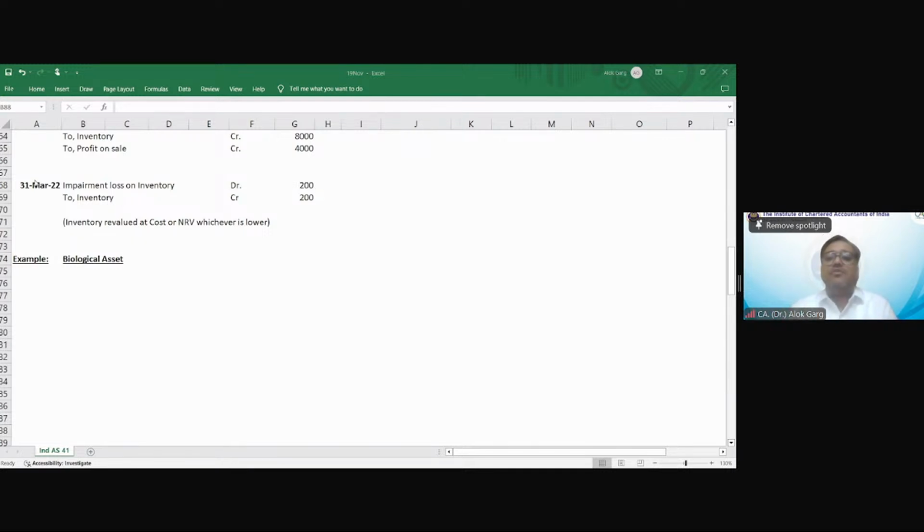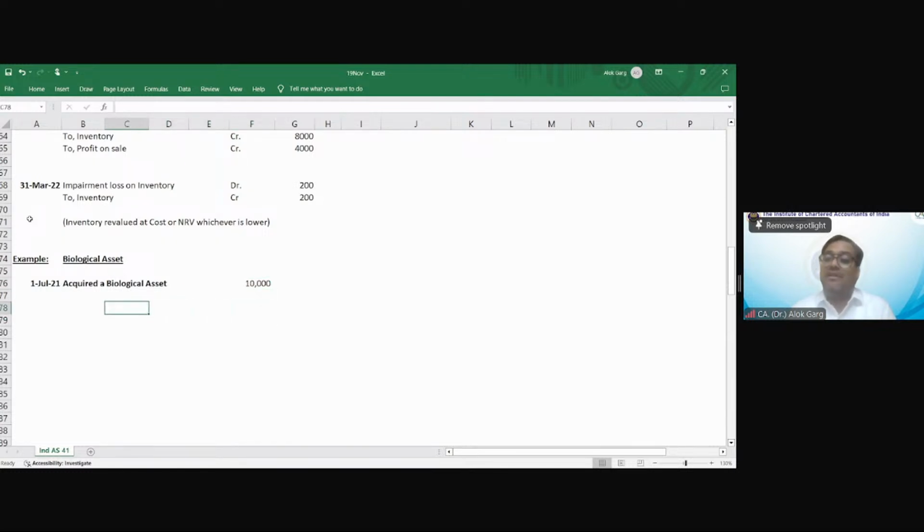For example, on 1st July 2021, the company has acquired a cow, which is a biological asset, right? And the company has purchased the cow at rupees 10,000. So on 1st July 2021, the company has purchased a cow, which is a biological asset, at rupees 10,000. Now this is the cost.